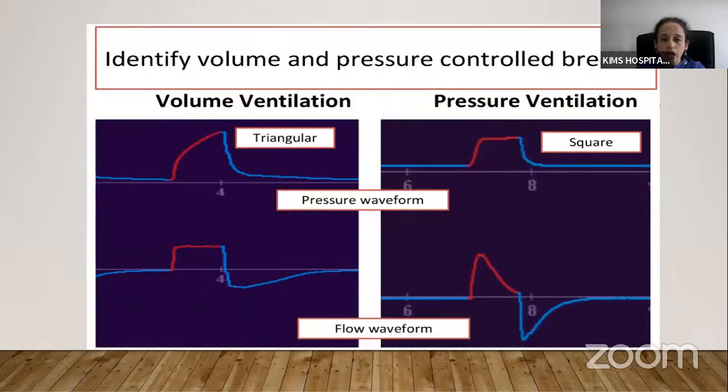So identifying whether it is a pressure controlled breath or a volume controlled breath. In the pressure controlled breath, the pressure will reach the maximum and then it will plateau like that and then go into the expiration. Whereas in volume ventilation, it looks triangular, so we are targeting the volume. Once it reaches the appropriate volume, then it will go into the expiration. So the difference between these two is that the mean airway pressure will be less in the volume ventilation as compared to the pressure ventilation.